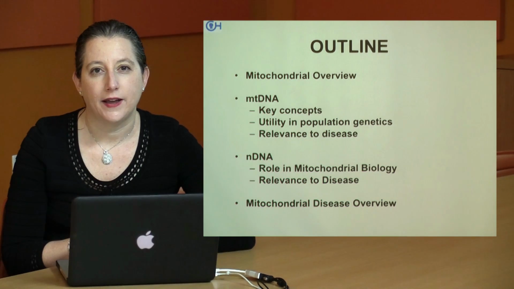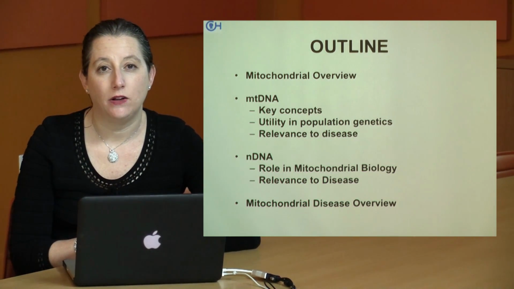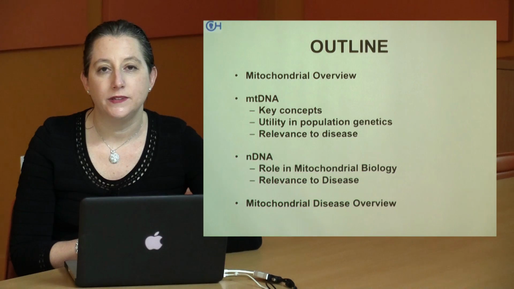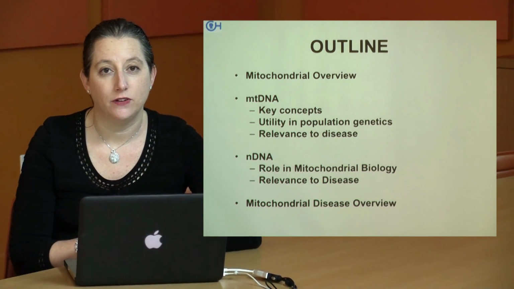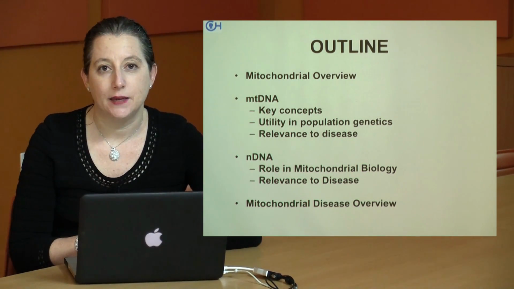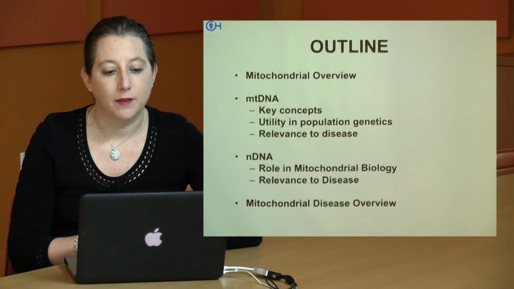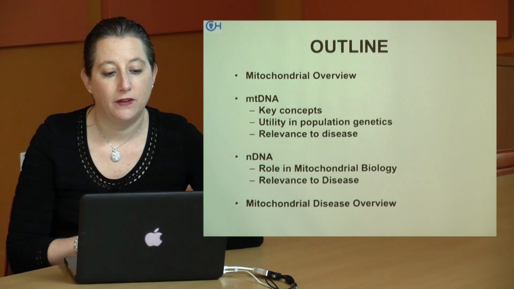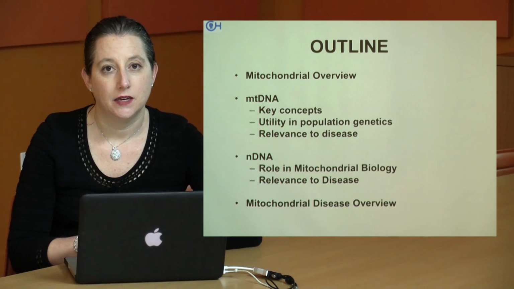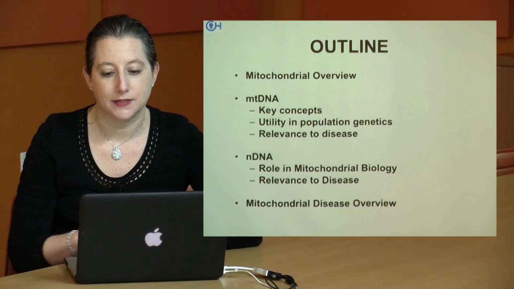In today's talk, we'll be talking about four major areas. First, I'll give an outline on mitochondria. Then we'll delve into the specifics of mitochondrial DNA. We'll review key concepts, its utility in population genetics, and its relevance to disease. We'll then move on to nuclear DNA, as most mitochondrial diseases are actually caused by mutations in the nuclear gene pool. And we'll talk about the relevance of the different genes to mitochondrial biology, as well as the relevance to disease. Finally, we'll explore more about the specific details of mitochondrial disease, the diagnostic process, and therapeutic options.